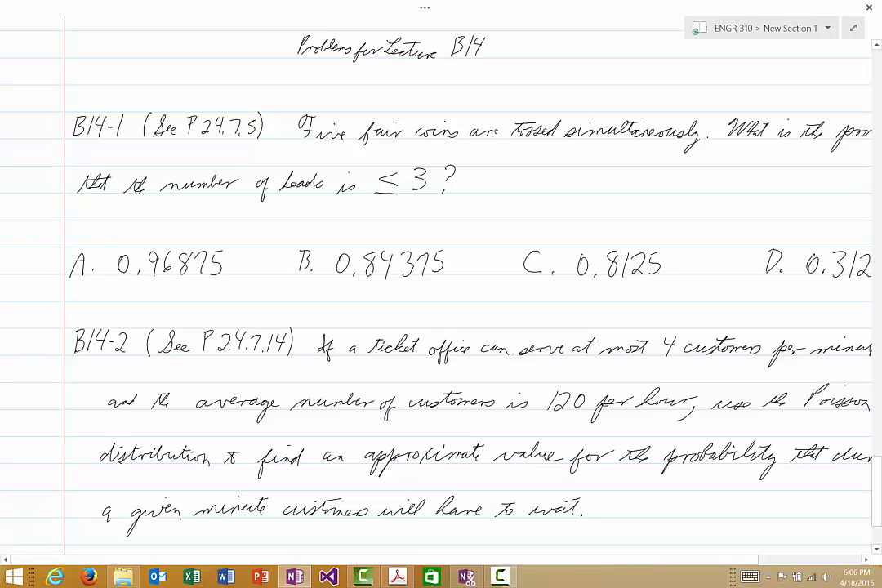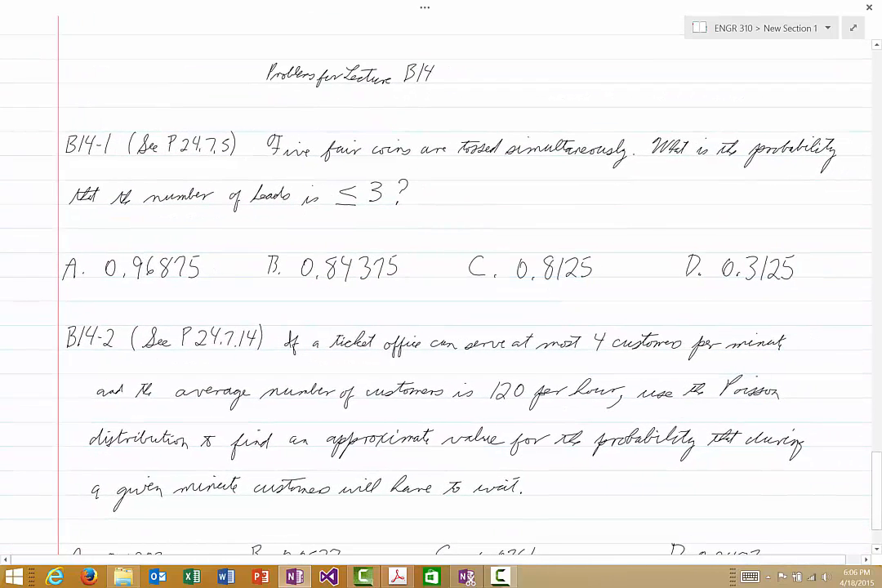This problem says that 5 fair coins are tossed simultaneously. What is the probability that the number of heads is less than or equal to 3? I'll give you the hint that your table for the binomial distribution could be helpful here, but you don't have to use that. The choices are A, 0.96875, B, 0.84375, C, 0.8125, and D, 0.3125.